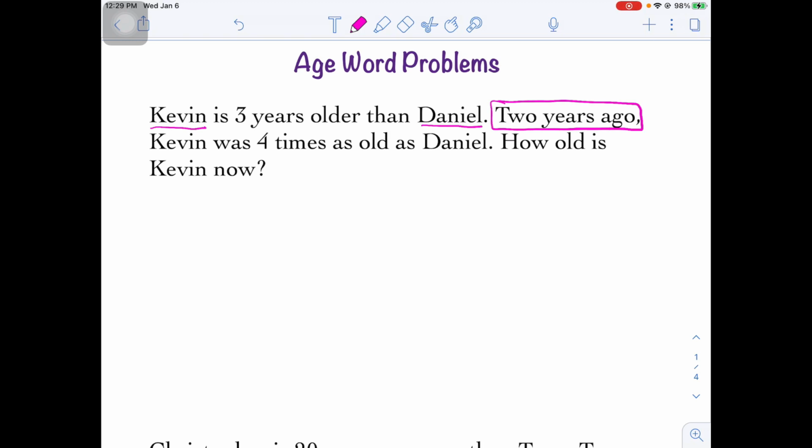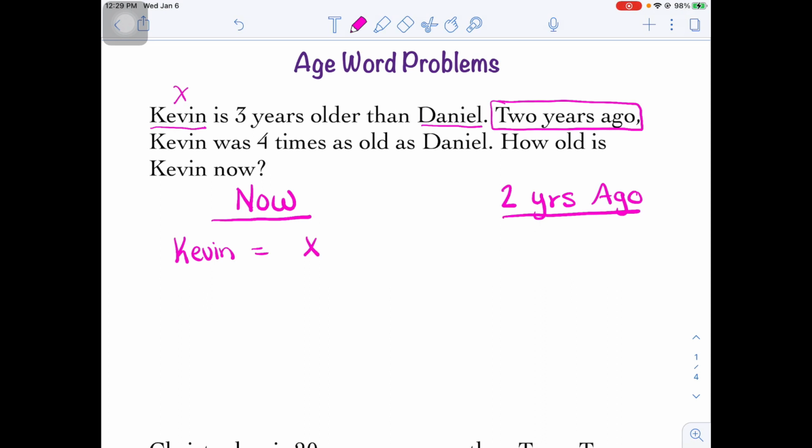So the first thing we want to do is create a little table. So we're going to talk about now and 2 years ago. All right, so we're going to come up first with some expressions, something that we can use to represent Kevin and Daniel's age. Now, you don't know how to work yet with two different variables, so you're using one variable. Because Kevin is kind of the leader, and it's comparing Kevin to Daniel, we're going to call Kevin X.